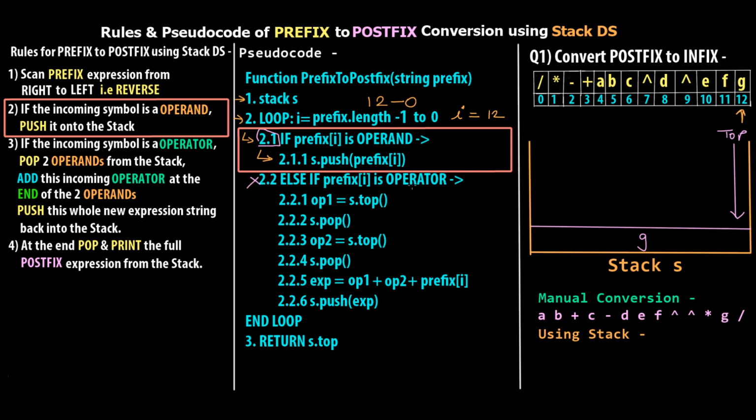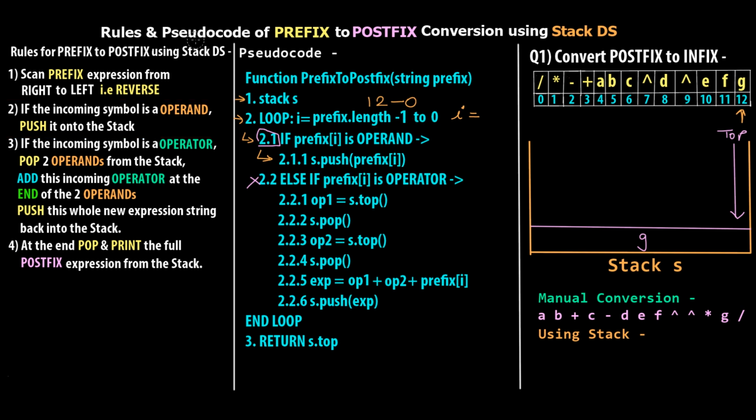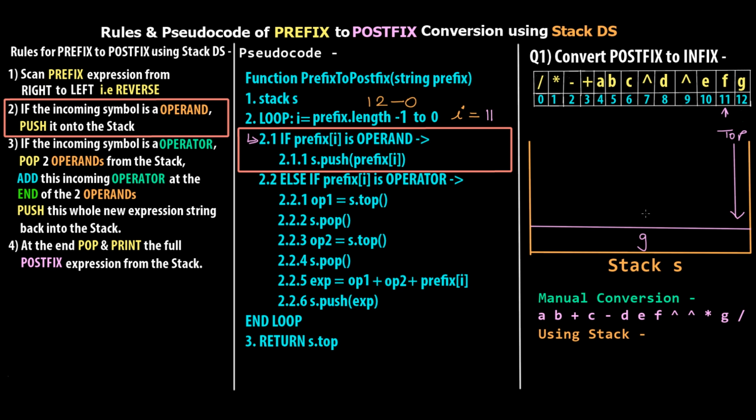So if it is an operand, it is not going to be an operator. So 2.2 does not execute. So we will come at the end of the loop. We will go at the start of the loop and I will become minus minus because now we will move in the reverse order. So I will become 11. So now we are at this index position, which is F. So F is also again an operand. So again, condition 2.1 will be applied. F will be pushed onto the stack.